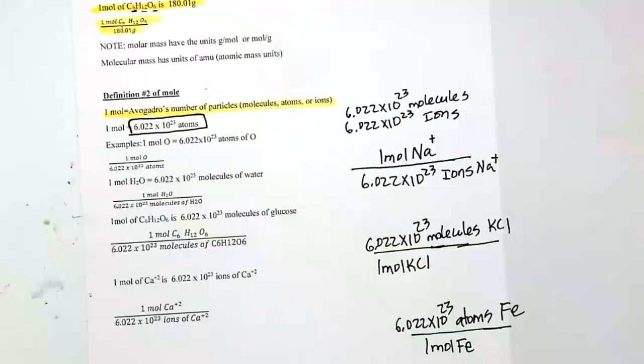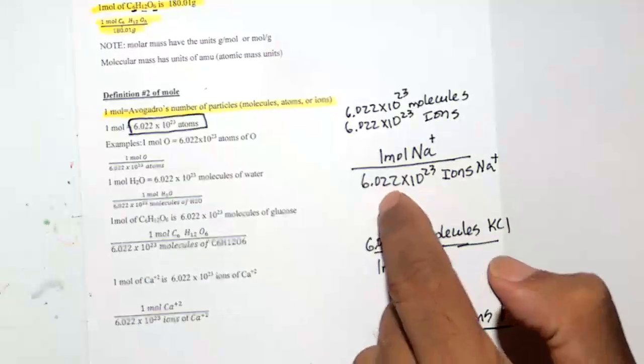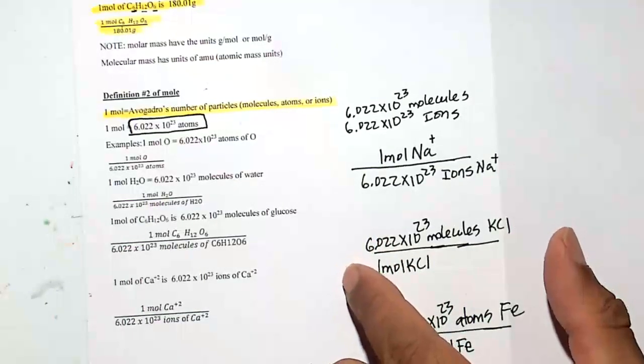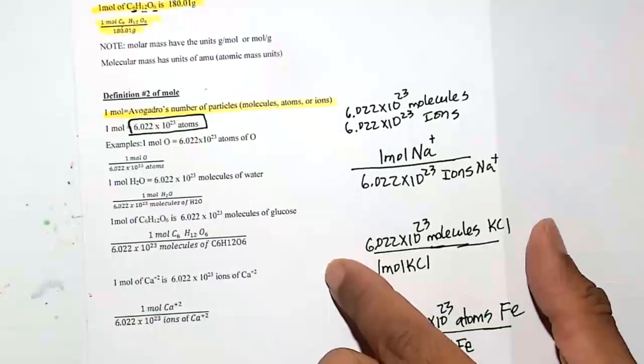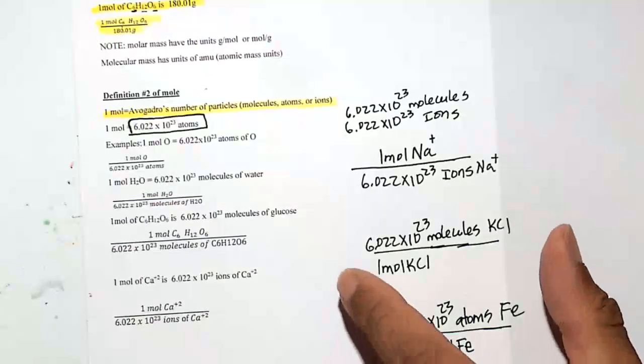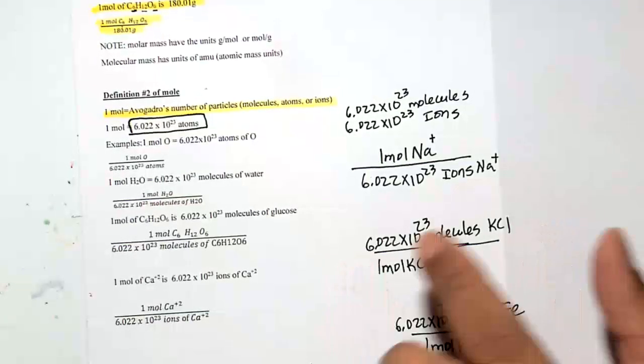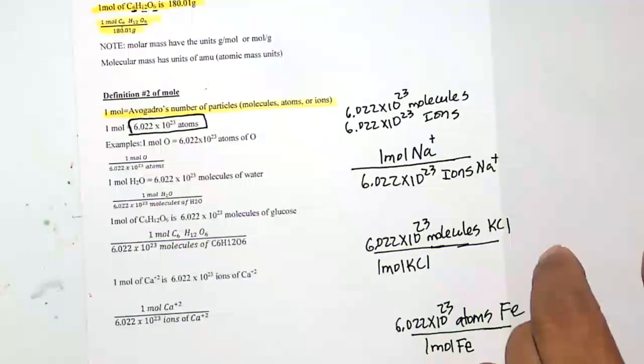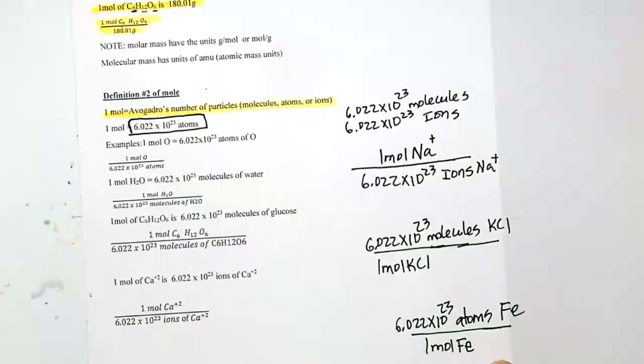Atoms, molecules, or ions. If you're dealing with an ion, 1 mole of that ion contains that many ions, Avogadro's number. A compound or a molecule, 1 mole of water, 1 mole of KCl, 1 mole of glucose, 1 mole of sodium chloride contains how many molecules of water, glucose, sodium chloride? This many molecules. 1 mole of iron, 1 mole of cobalt, 1 mole of any element contains how many atoms? 6.022 times 10 to the 23.